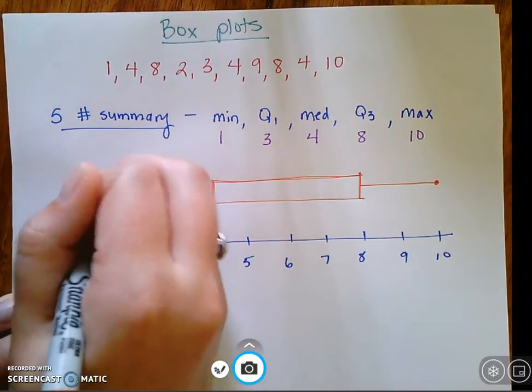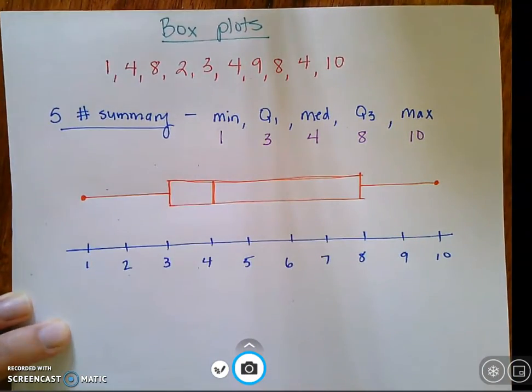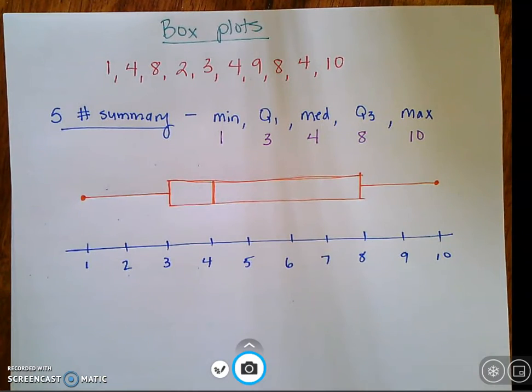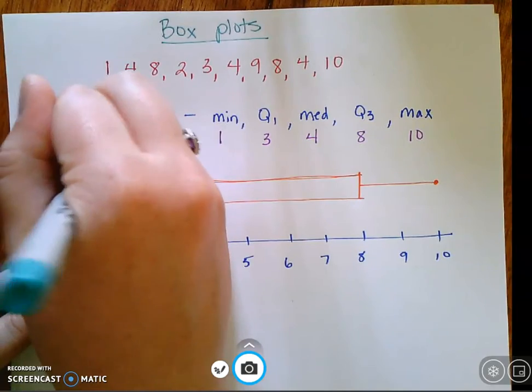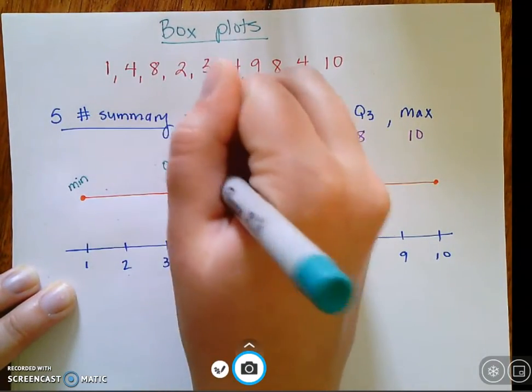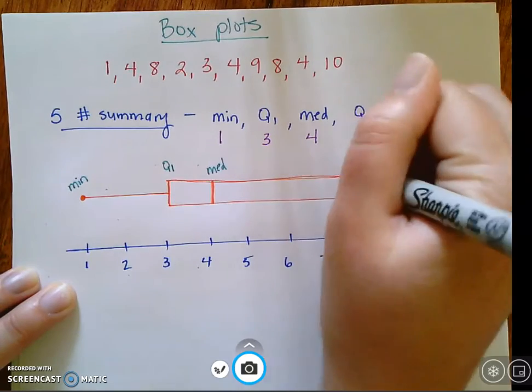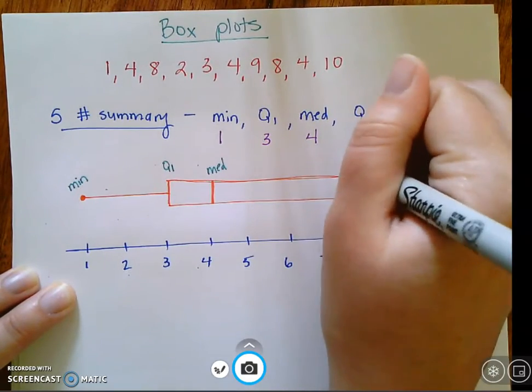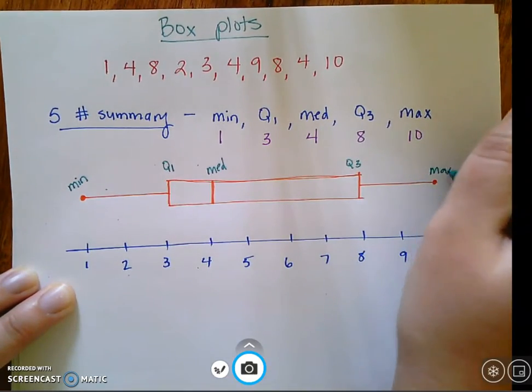You may have heard this is a box and whisker plot when you were growing up. That's the same thing, but this is a box plot. So I'm going to write these. So this number here is your min. This first line here is Q1. The middle line is your median. The end of your box is Q3, and this number is your max.